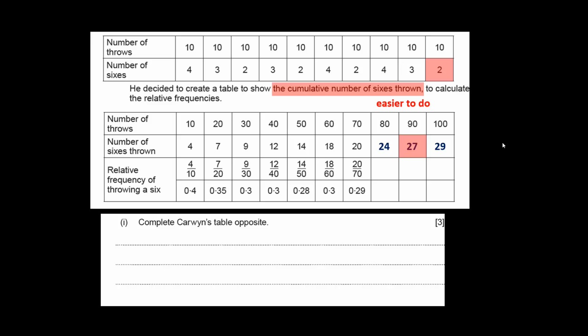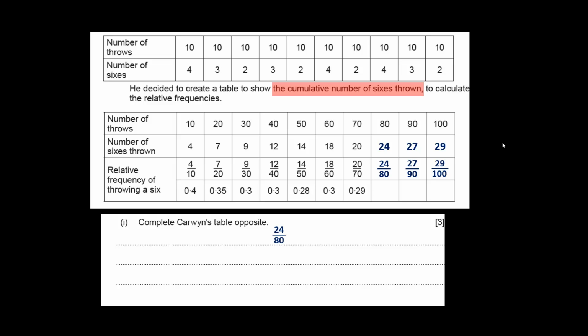Now we've got to work out the relative frequency of throwing a 6. So when we did it 80 times, the relative frequency was 24 divided by 80. When we did it 90 times, 27 divided by 90, and 100 times, 29 divided by 100. Now we need to change those to a decimal.